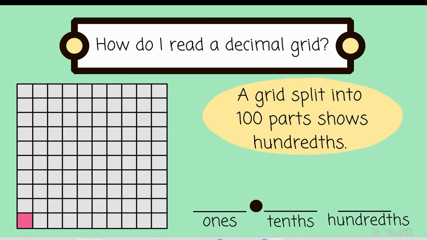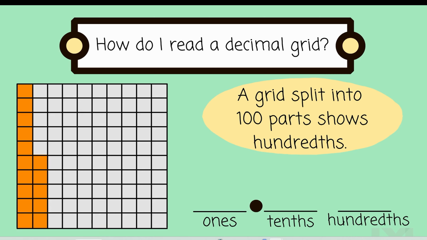When we split our whole into 100 pieces, each section represents 1/100th of the whole. We see 1/100th shaded in this model. We can represent 1/100th on our place value chart with a 1 in the 100ths place. In this example, the grid is split into hundredths again. Now I need to figure out how many parts are shaded in all.